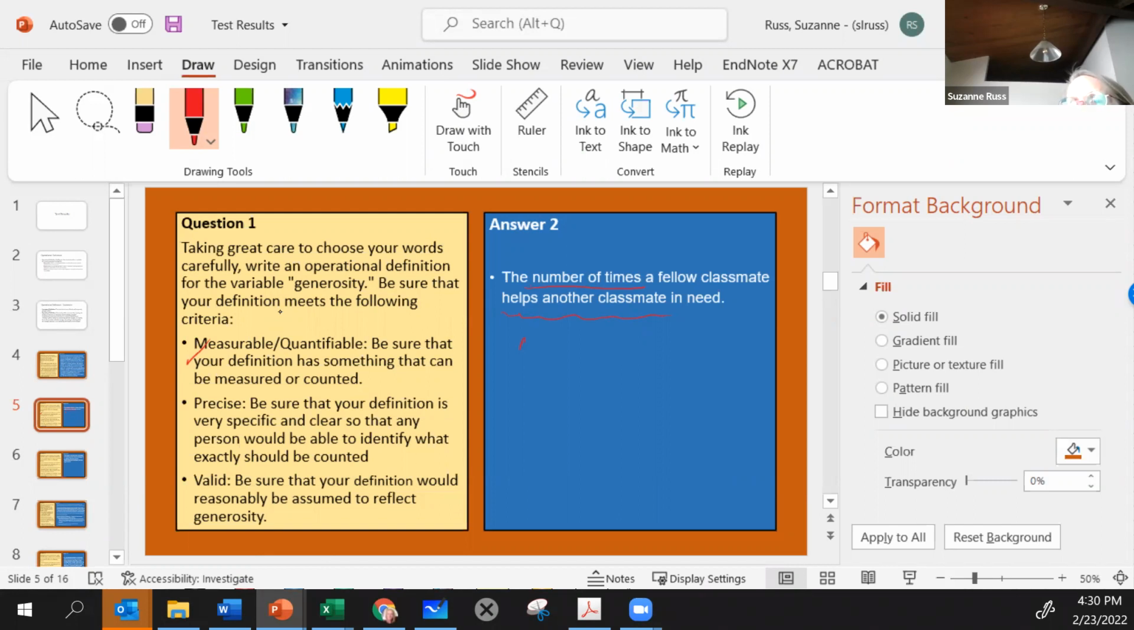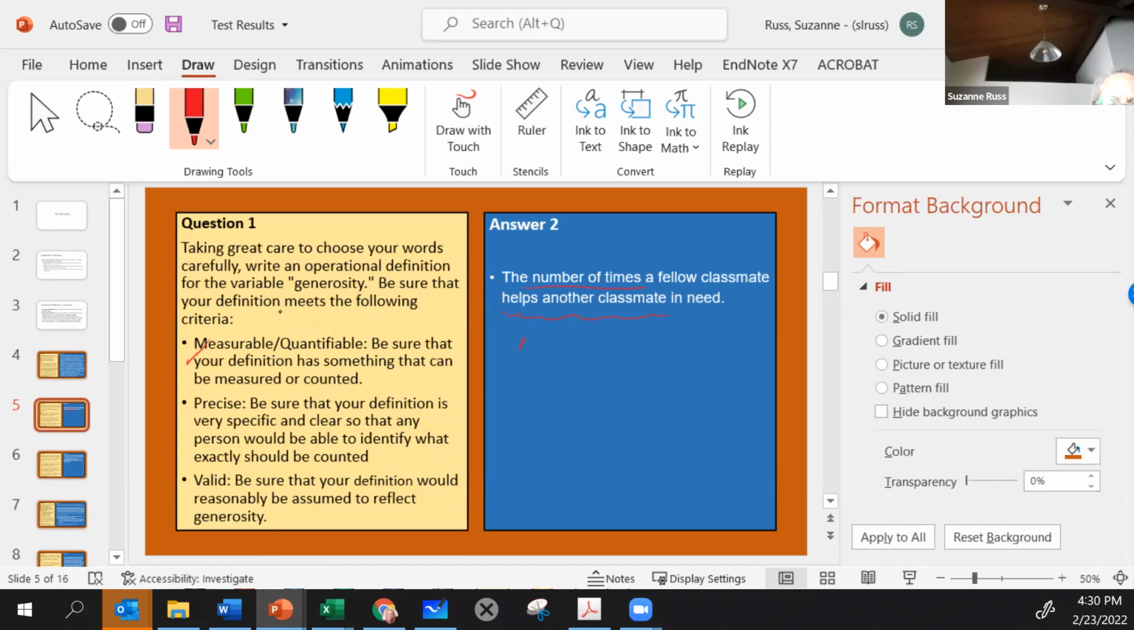Let's say a fellow student is making a speech and our student of interest smiles and nods at that person. Is that helping? Is that generous? Should we count that? Yeah, I mean, we should, but how do we know? What if I decide yes and Virgie, she's hardcore, says no, that doesn't qualify? You know, what is helping? So I think we need a little more precision.